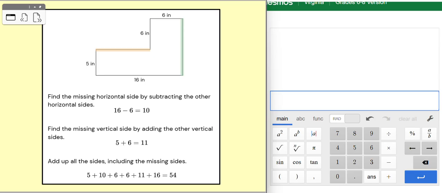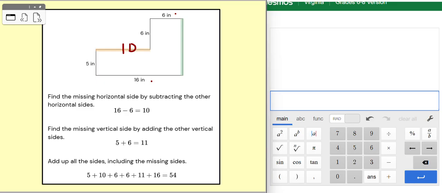And this is an example of finding the perimeter. It says finding the missing horizontal side by subtracting the other two horizontal sides. So we're going to find this missing piece right there by taking the 16 minus the 6. Notice all three of those sides are horizontal. So that means this missing side here is 10.